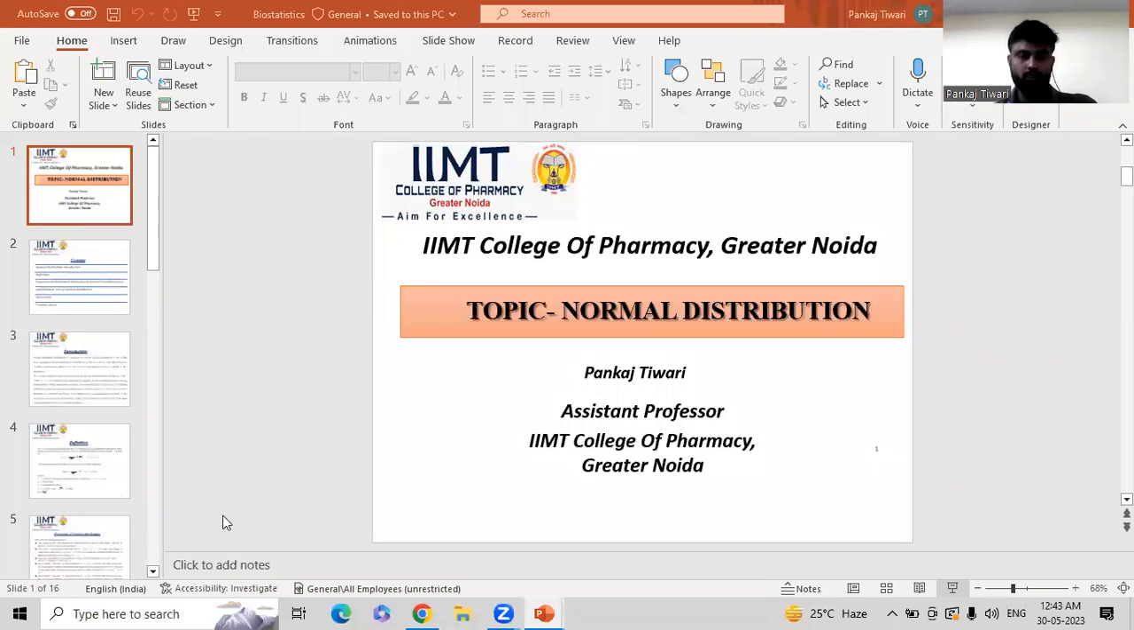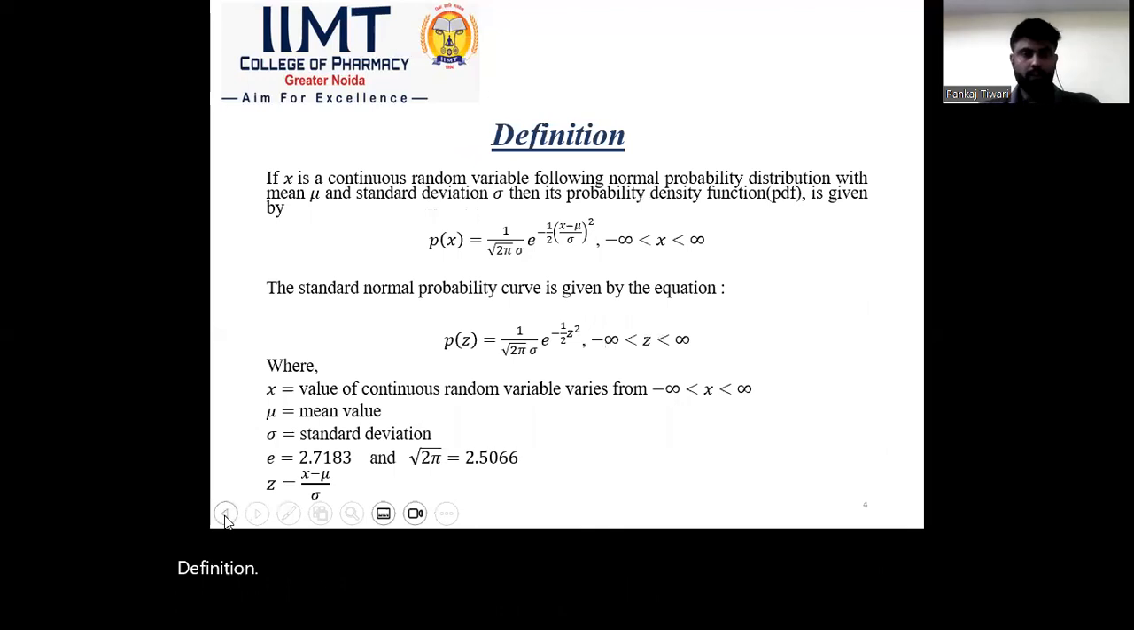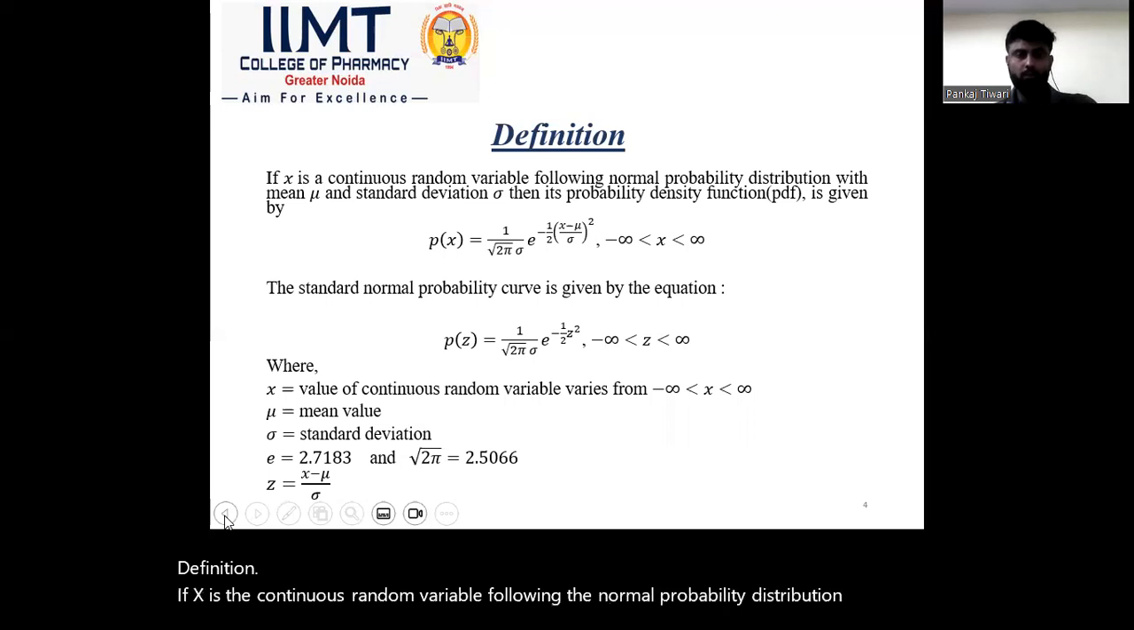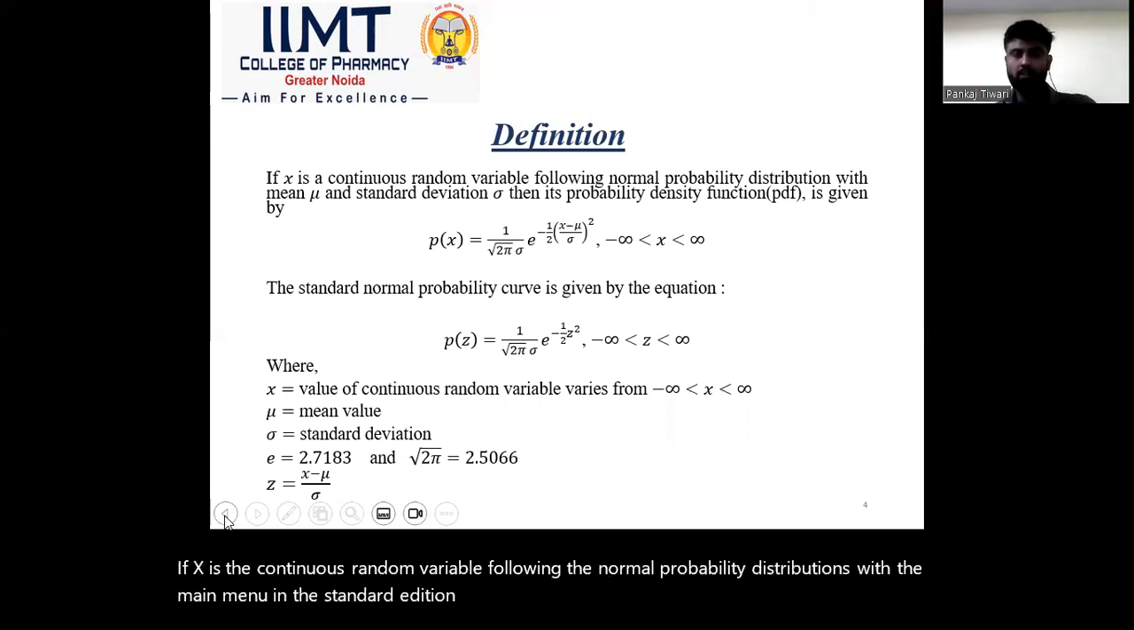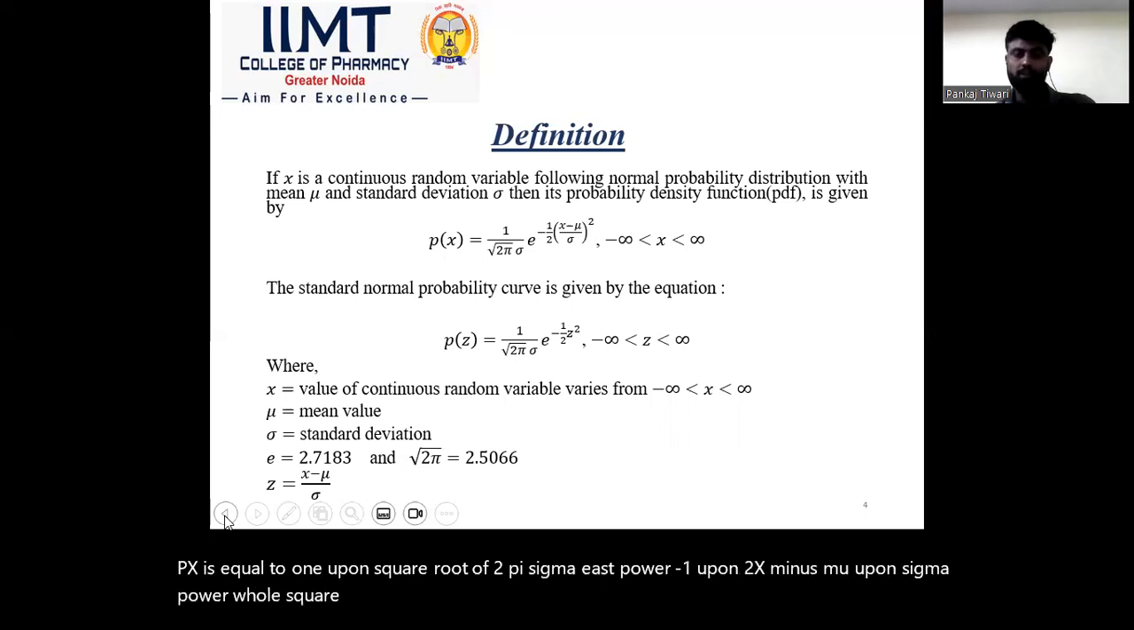Definition. If X is a continuous random variable following the normal probability distribution with mean mu and standard deviation sigma, then the probability density function, PDF, is given by P(x) equal to 1 upon sigma square root of 2 pi, e power minus 1 upon 2, (x minus mu upon sigma) whole square, where x belongs to minus infinity to infinity.